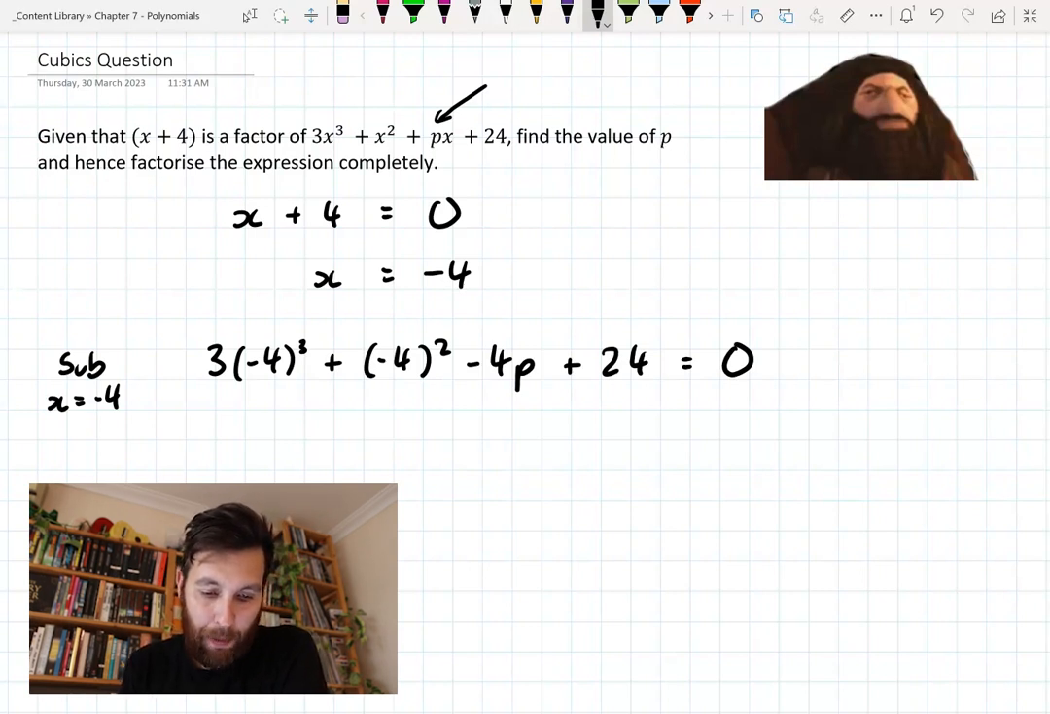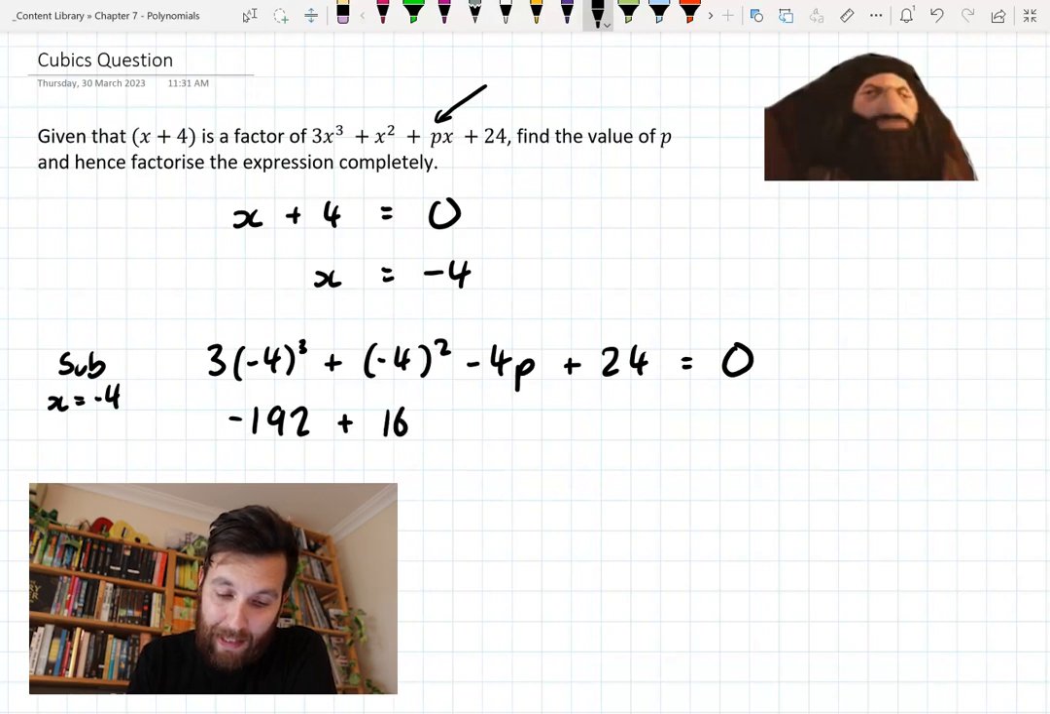So negative 4 to the power 3 multiplied by 3 would be negative 192. Negative 4 squared will be positive 16. Take 4p plus 24 equals 0.